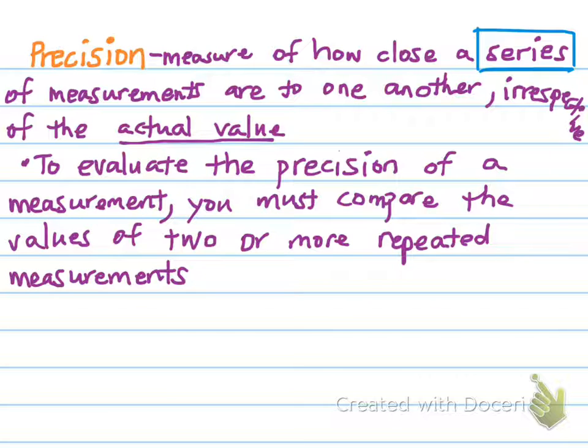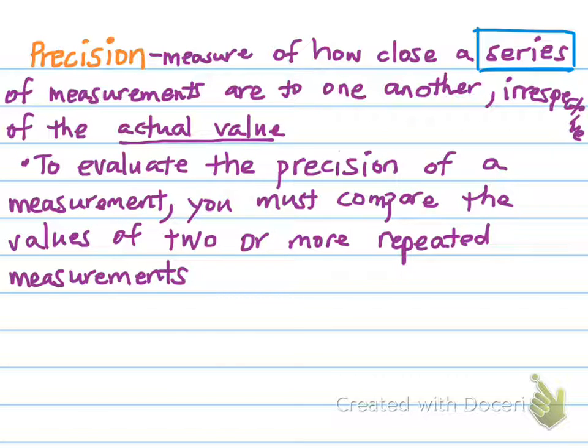Because you can talk about, as a class, how precise were you? Were you able to get the same answer over and over? Ideally, you would do this yourself, multiple times. But sometimes for time reasons, we do this by looking at our class data.